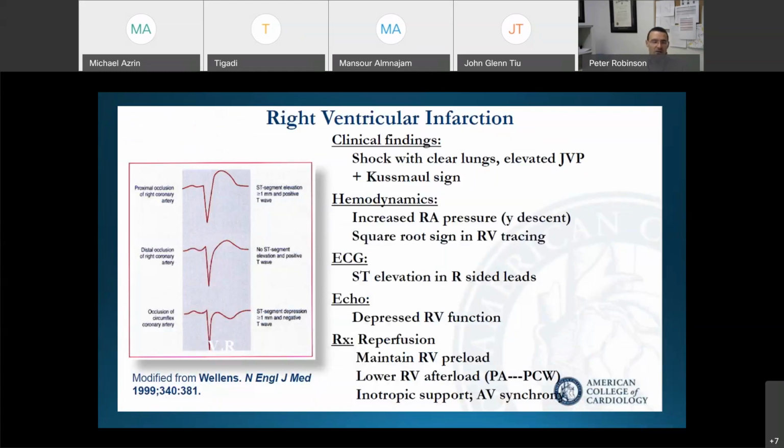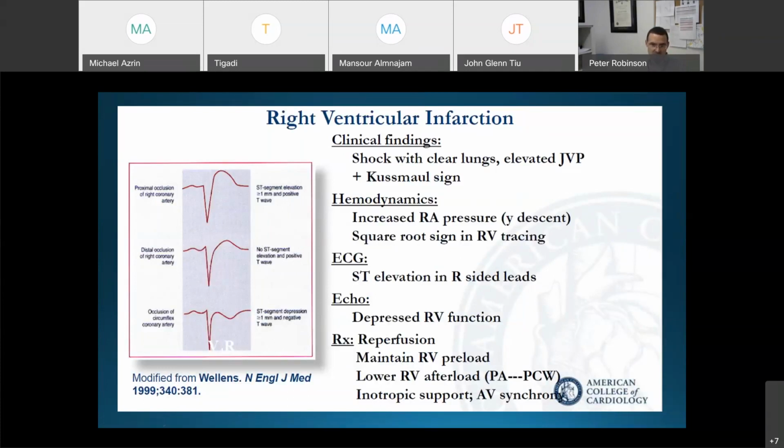Briefly, RV infarction, we always talk about this. So we know the clinical findings: either in shock clinically, but their lungs are clear and they have elevated JVP. If you have a PA catheter in, there's a characteristic pattern. In the setting of an inferior posterior MI, it shows ST elevations. Obviously, by echo, you can see RV dysfunction.